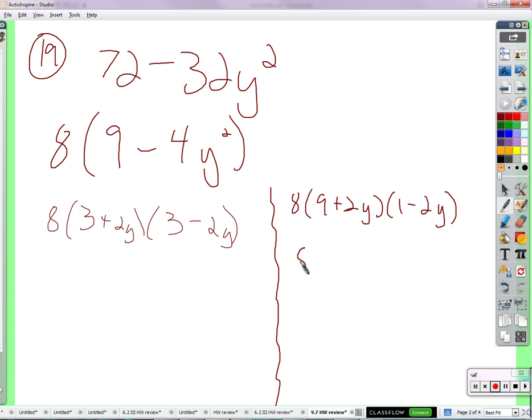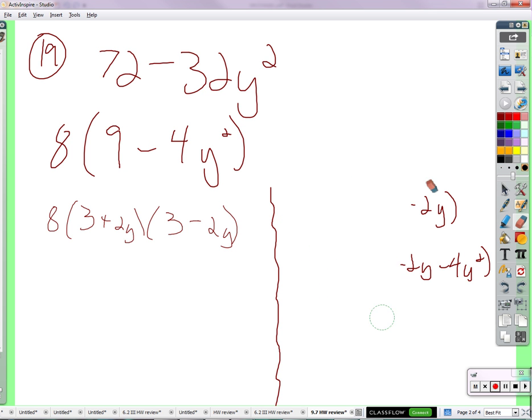Just in case anybody's wondering the same thing, but they're remaining quiet, I'm just going to go ahead and multiply this out. 9 times 1 is 9. 9 times negative 2y is negative 18y. And then 2y times 1 is plus 2y. And 2y times negative 2y is negative 4y squared. So we get the 9. We get the negative 4y squared. But see, in the middle, we get the negative 18y plus 2y is just negative 16y.